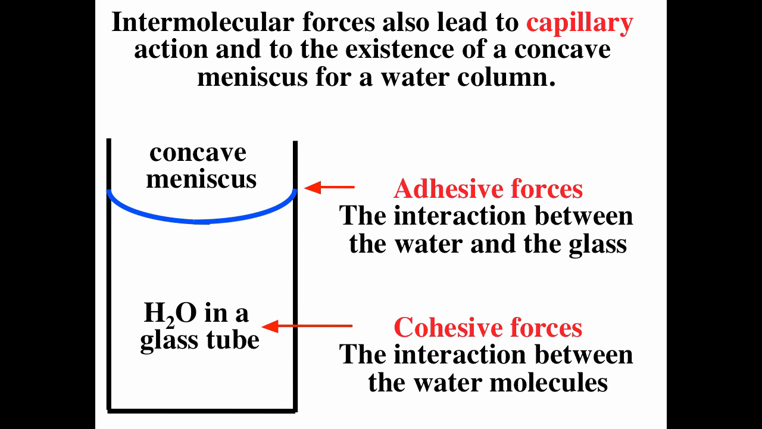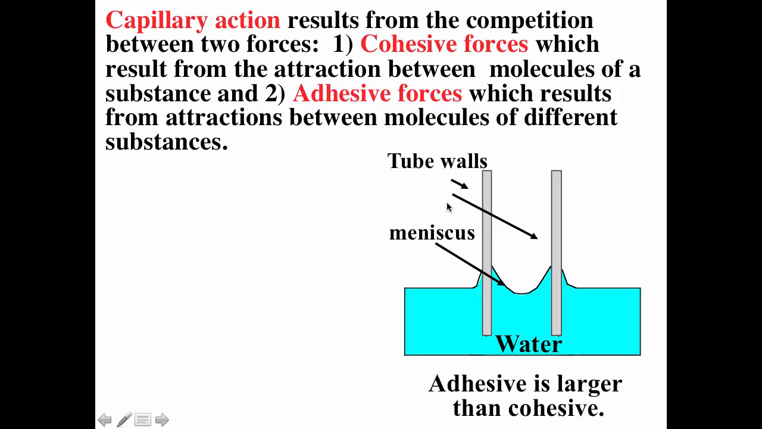Adhesive forces are interactions between, say, glass and water. And so it's kind of interesting. If the adhesive forces are stronger, then you'll increase the amount of interaction between the glass and the water, and so you'll get a concave meniscus. The reason this happens is the glass has some hydroxyl groups on it, and so it gives you a strong interaction with the water, and so it gives you a concave meniscus. Now, if the adhesive forces are weaker, then that would give you a convex meniscus.